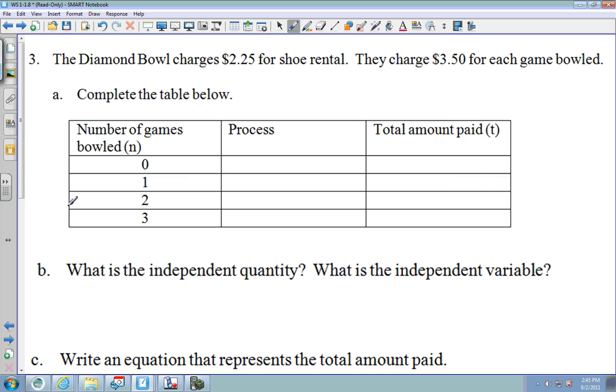The next one, pause the video, come back and see if you can figure out what these answers are.